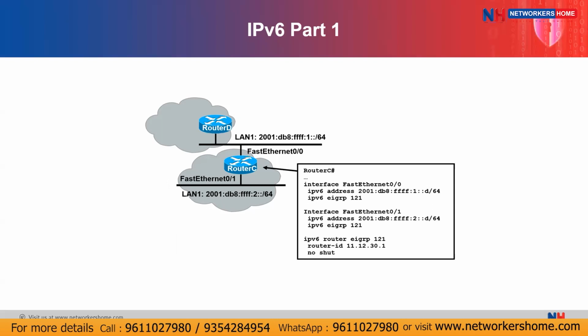So first we need to configure on the global mode IPv6 router EIGRP, then we need to use the autonomous system number. If we want to provide, then we will provide an IPv4 address as router ID, and then we are required to use the no shutdown command. On the global mode, first we have initiated the EIGRP process, autonomous system 121. On interface mode the command we have is IPv6 EIGRP 121.